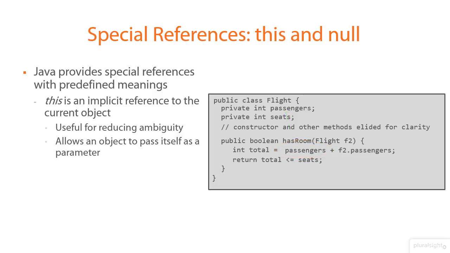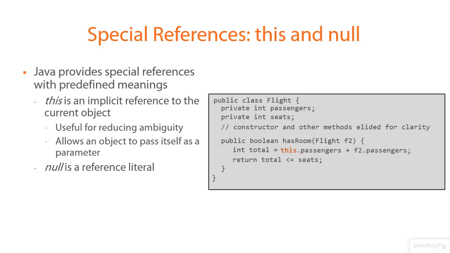But if we wanted to make it more explicit that we were referring to the current instance's passengers, what we could do is put this in front of the passengers on the left, saying that we're referring to this one inside of the current instance. So it allows us to get rid of that ambiguity and make our code more clear. There are other cases where maybe we had a local variable that had a name collision with a member field. We could also use this to disambiguate that. We'll see an example of that shortly later in this module.